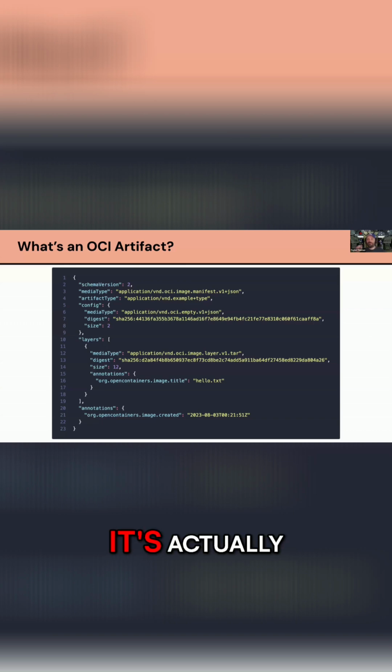What's an OCI artifact? It's actually dumber than you'd think it'd be. People go, oh man, I remember when I first looked at OCI, I didn't want to have to understand all that. You're trying to read through the spec. It actually just boils down to pretty much these 23 lines of JSON. So if you're ever curious, this is what a manifest looks like for OCI.